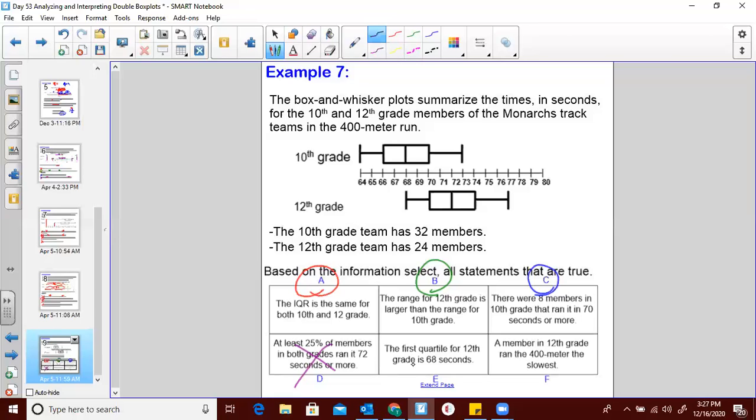All right, the first quartile for 12th grade is 68 seconds. So here's your first quartile. It comes up, it is in fact 70. So we know that E is out. And last is a member in 12th grade ran the 400 meter the slowest. Well, remember when we're talking about a race, your fastest is going to be your lowest number. Your slowest is going to be your highest number. And it looks like 12th grade did run the slowest.